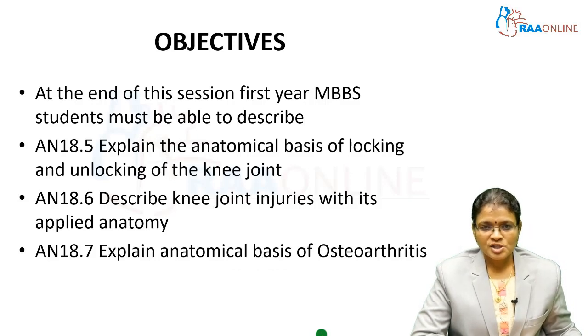Objectives: at the end of the session, the learner must be able to describe the anatomical basis of locking and unlocking mechanism of the knee joint. He has to describe knee joint injuries with its applied anatomy, and the student must be able to explain anatomical basis of osteoarthritis.